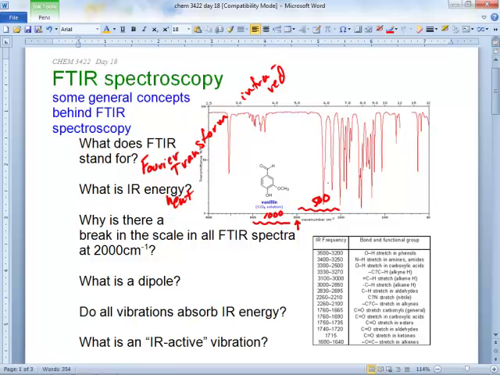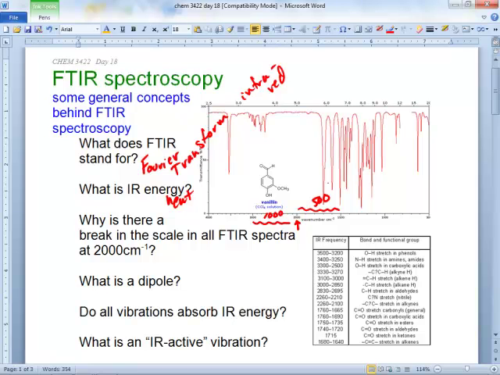So it's just a convention. It's just historically how people expect to see these IR spectra, because there's a lot more stuff going on below 2,000, a lot more functional groups. So nothing absorbs at 2,000? No. Stuff can absorb at 2,000. It's just tradition, that's where the break is. Tradition. So it doesn't have to be 2,000. It could be anything in that region, but 2,000 is a nice round number.